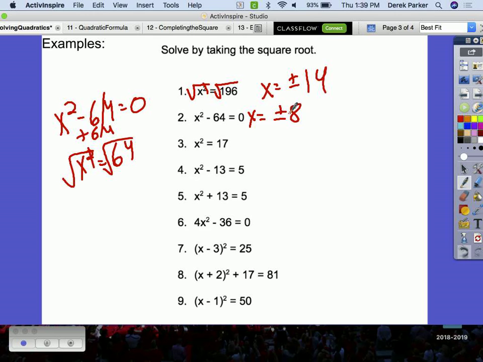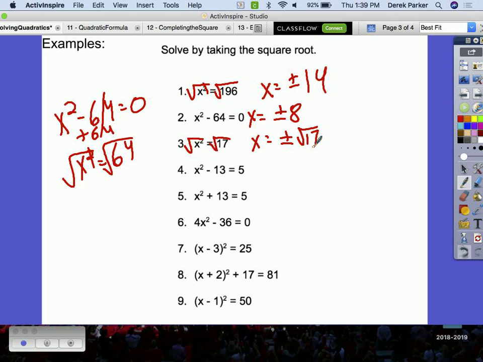x squared equals 17. Now I know what you're thinking. 17 is not a perfect square. Okay, I agree. Take the square root and I get x equals positive or negative square root of 17.